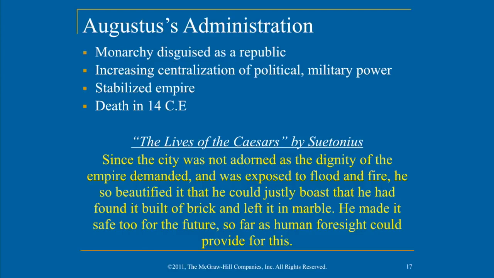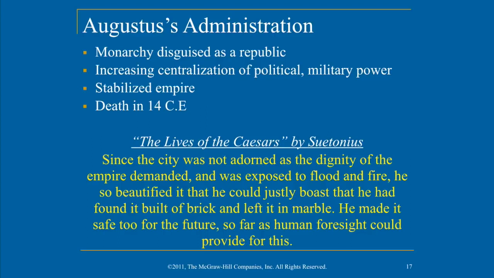He increased the centralization of political and military power. He brought even more power under himself. He even changed the way they started to do the army, how it was supposed to be set up. He stabilized the empire. He quelled all the rebellions that were going on. And he's going to die in 14 CE. He's going to actually travel a very long time, being one of the longest reigning Caesars.